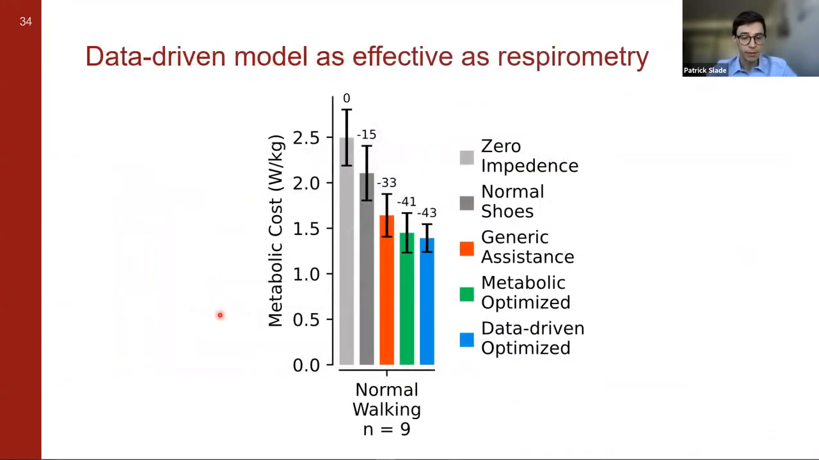What we found during a normal walking trial is that the data-driven model is as effective as respirometry. So this is really surprising. We have a data-driven model using some sensors on the exoskeleton, and it relates the motion as accurately as having a direct measure. We find that it performs better than a generic assistance profile.